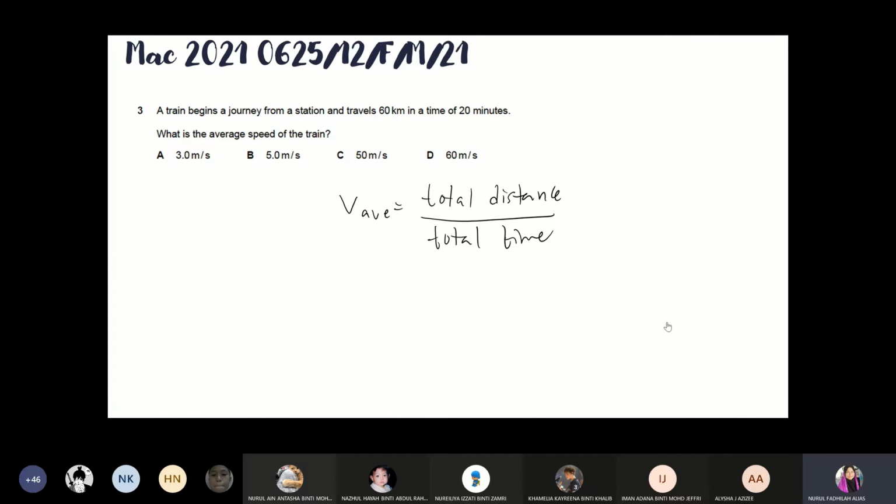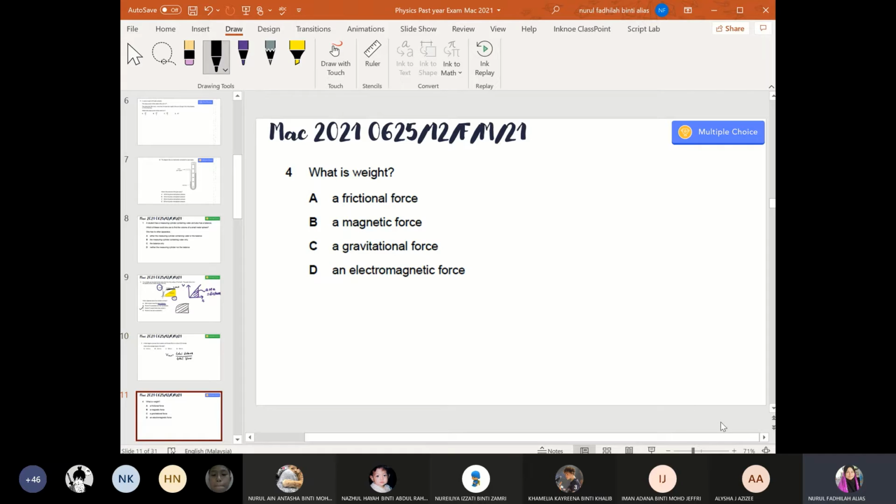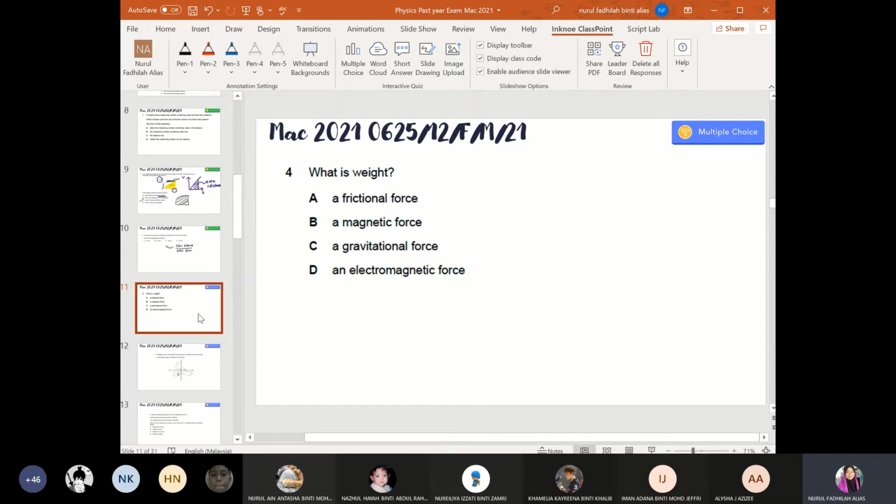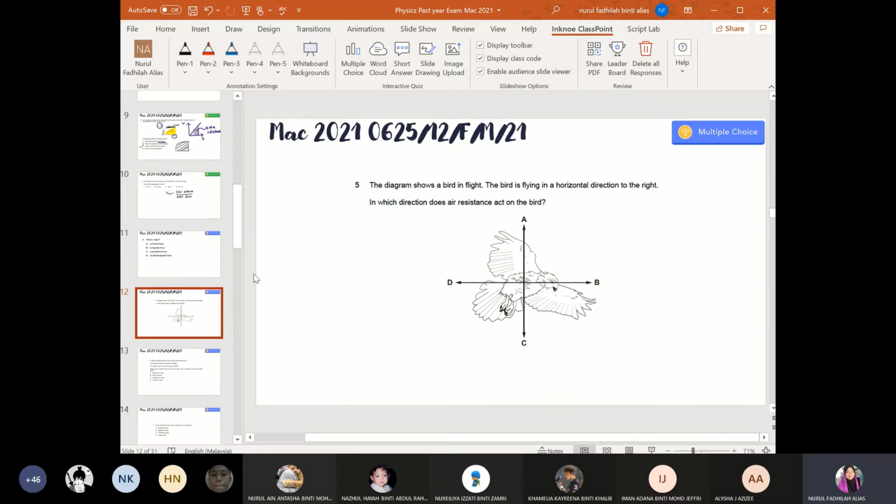Okay. Next, kita tengok lagi soalan ni. So this is very easy, super duper easy. Saya letak masa berapa lama, saya kurangkan lama. Okay, so jawapan guys ni, what is weight? Weight is a gravitational force. It's not a frictional force. It's not a magnetic force. It's not an electromagnetic. Ini pun awak kena tahu. Alright, so we have another question. This one. So this one just to check your understanding.